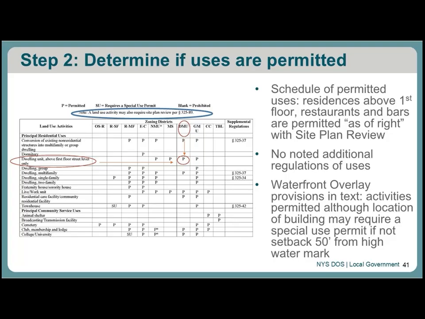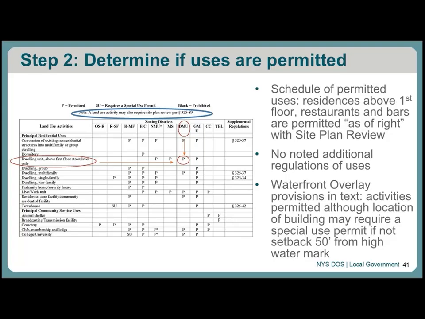In terms of the waterfront overlay, that's not on the table. So to understand what the provisions are for the waterfront overlay, you would look at the text of the zoning, and you would see that the activities proposed here would be allowed in that waterfront overlay. However, the building location may require a special use permit review of the project if it's not set back at least 50 feet from the high water mark. So that is something that the applicant will have to take into consideration in terms of where they plan to build that structure.